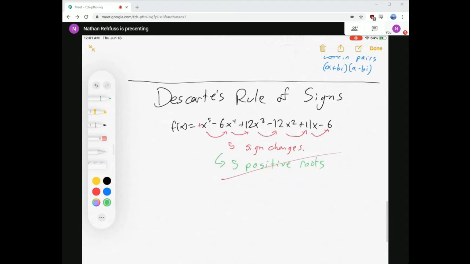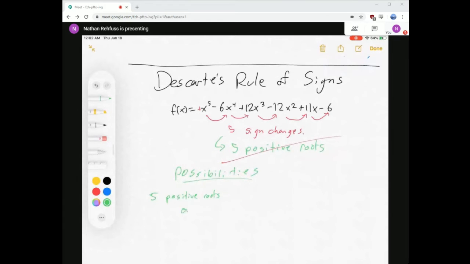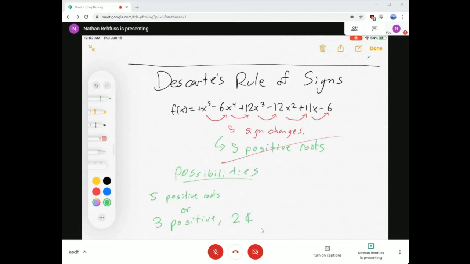So the possibilities are maybe he's correct and we have 5 positive roots. Or maybe some of them are secretly complex numbers. Maybe they're not all real. If one of them is a complex number, here's the thing. Complex numbers always come in pairs. So if they're not 5, there must have been 3, right? 3 positive and 2 complex. This is the symbol for complex numbers. It looks like a cent sign, but it's not. It's a C with a slash through it.